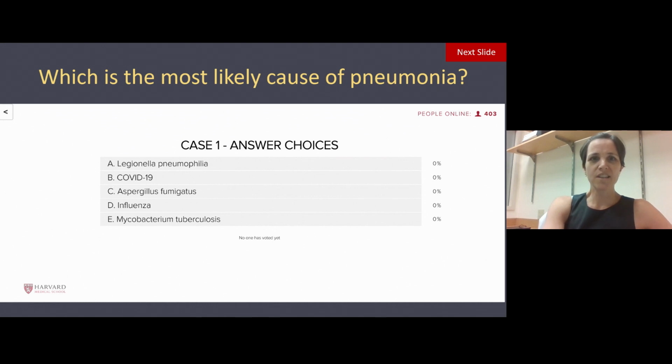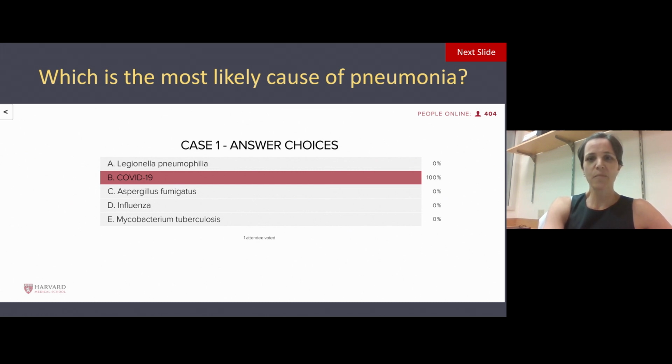So, which is the most likely cause of her pneumonia? Please get ready to vote. A, Legionella pneumophila, B, COVID-19, C, Aspergillus fumigatus, D, influenza, E, Mycobacterium tuberculosis. So go ahead and get ready to vote.